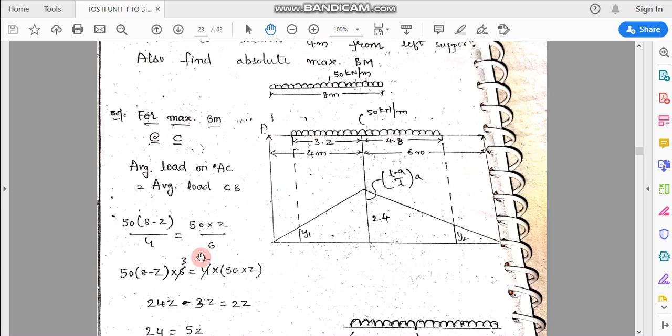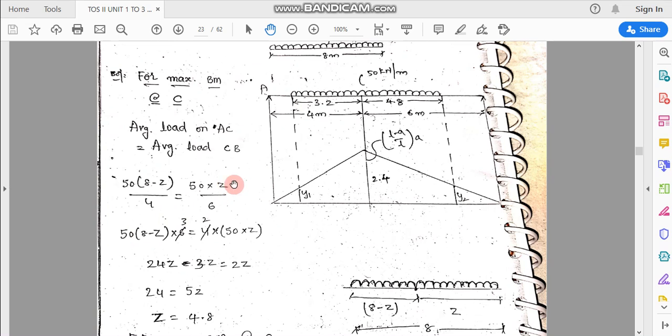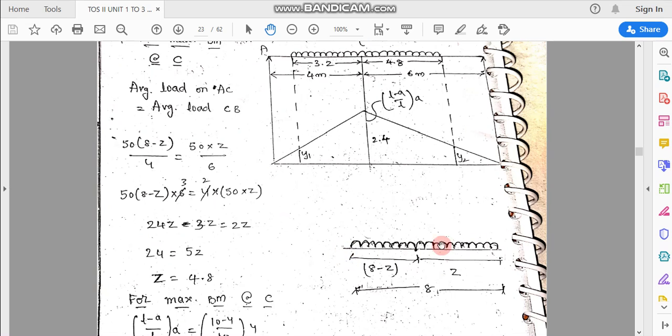Okay, so we have seen already how to calculate this one, so we will see once again. What we'll do is try to split this UDL into two different parts. One I'll take as Z and the remaining as 8 minus Z. I don't know the value of Z, so we'll try to calculate that.